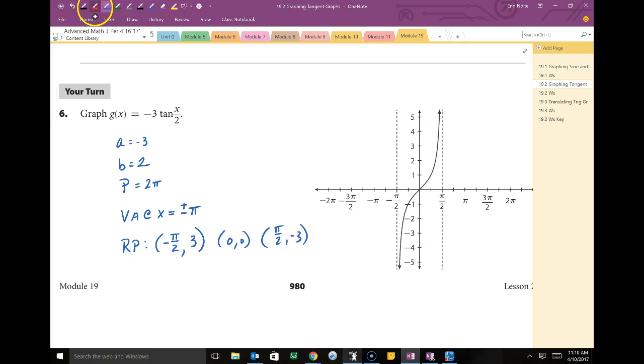Now we just graph this information. I'm going to graph my vertical asymptotes first. So I have one at negative pi, one at positive pi, and then I'm going to graph my 3 points. I have one at negative pi over 2 and up 3. I have one at 0, 0, and one at pi over 2, -3. Everybody okay with graphing that information? Then to the best of your ability, draw a John Travolta through that. Ooh, that was pretty good.